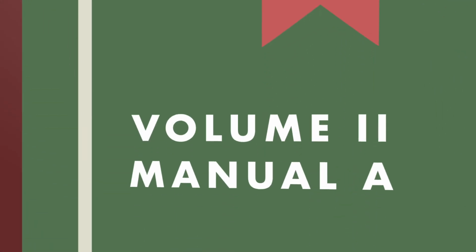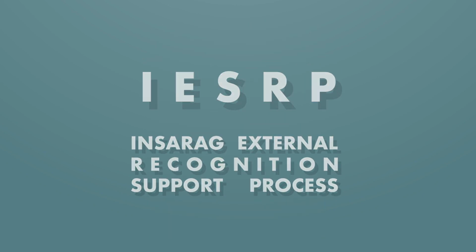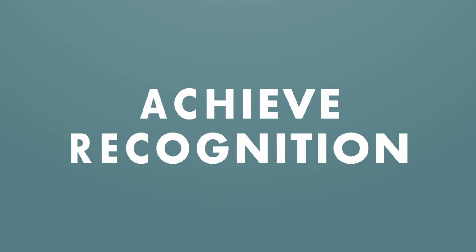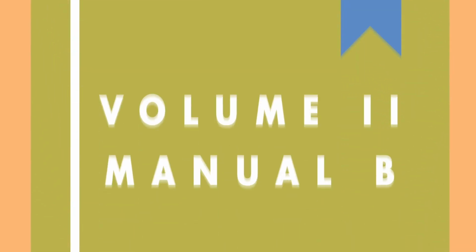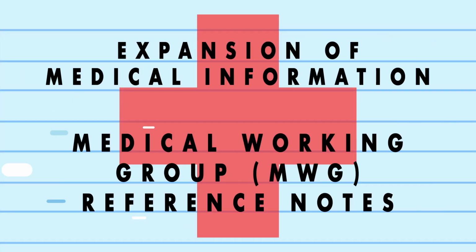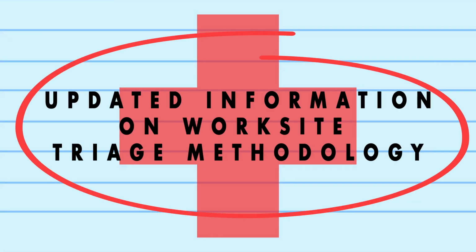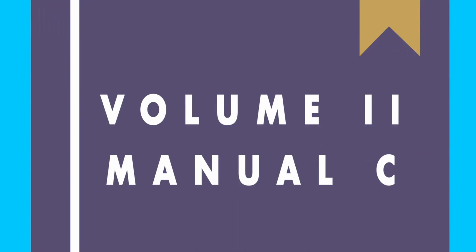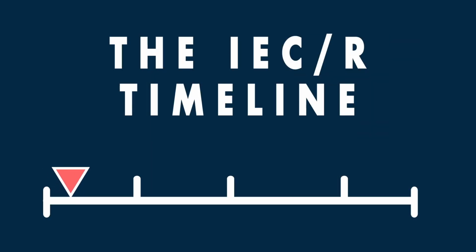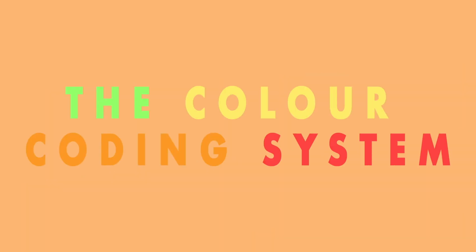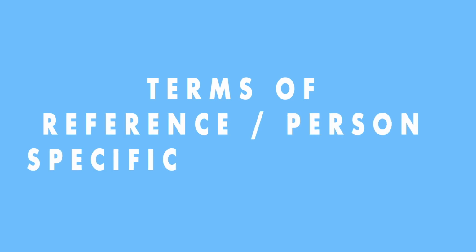Under Volume 2, Manual A, useful information and materials from the IESRP manual have been included to advise states aiming to achieve INSARAG's recognition of their NAP. Volume 2, Manual B, sees the expansion of medical information derived from the MWG reference notes and updated information on worksite triage methodology and the INSARAG marking system. And finally, Volume 2, Manual C has received updated information on the IECR timeline, the color coding system, and terms of reference person specification for the selection of classifiers.